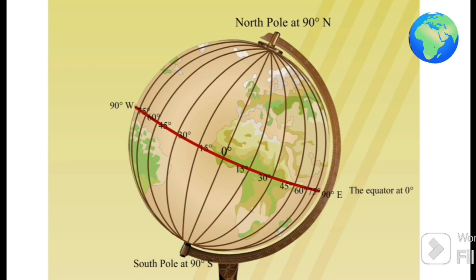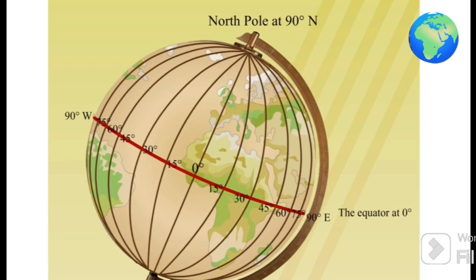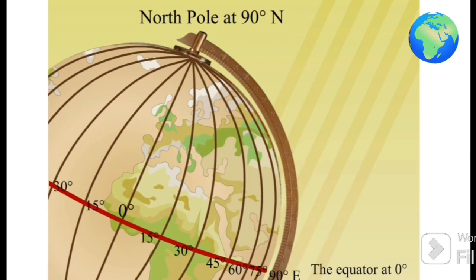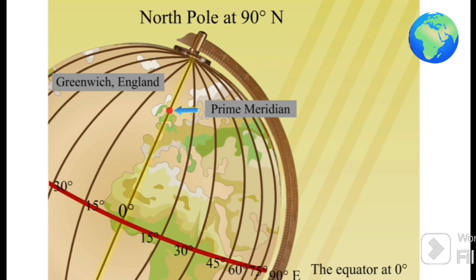Features of longitude. The lines of longitudes are semicircles that run from one pole to the other pole. They run in a true north-south direction. They are spaced farthest apart at the equator and come together to a point at the poles.